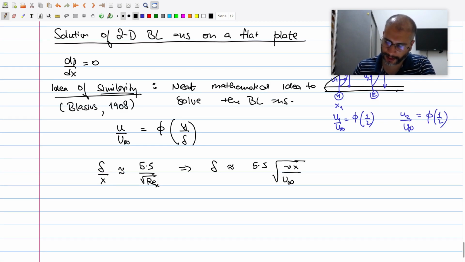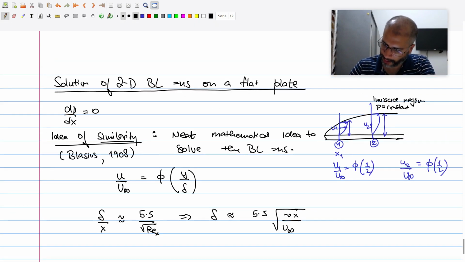So I can also say that the order of my delta is simply the square root of nu x upon u infinity. That 5.5 is just a constant. If I was to see how my delta varies, it's approximately varying as the square root of nu x upon u infinity.